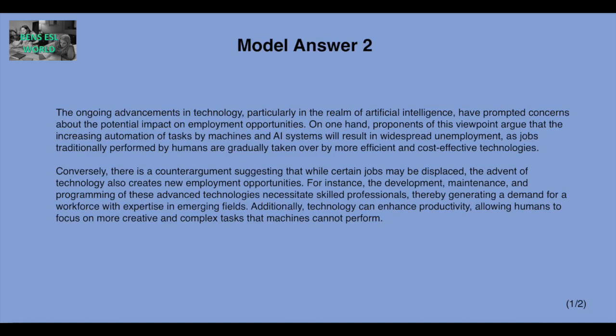Model Answer 2. The ongoing advancements in technology, particularly in the realm of artificial intelligence, have prompted concerns about the potential impact on employment opportunities. On one hand, proponents of this viewpoint argue that the increasing automation of tasks by machines and AI systems will result in widespread unemployment, as jobs traditionally performed by humans are gradually taken over by more efficient and cost-effective technologies.